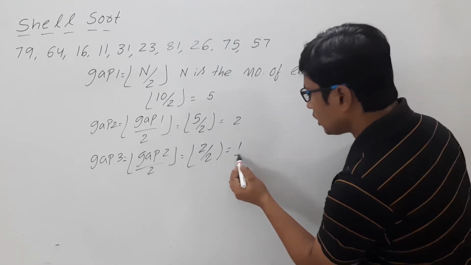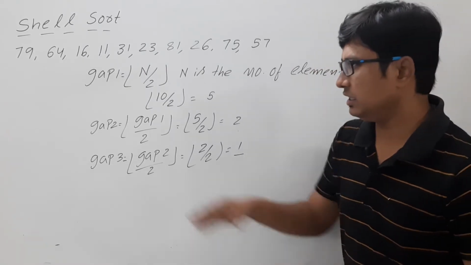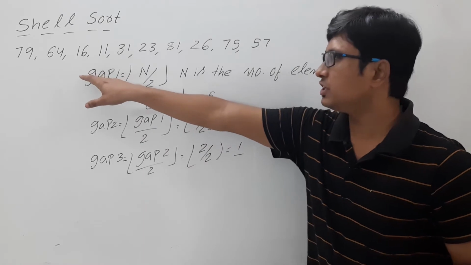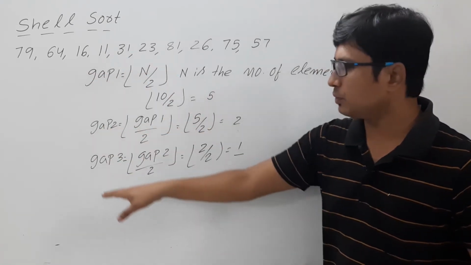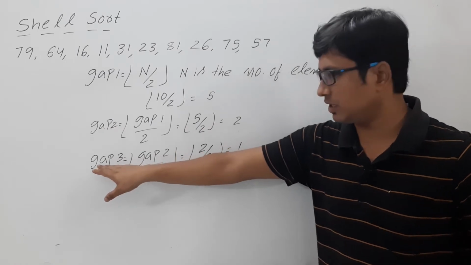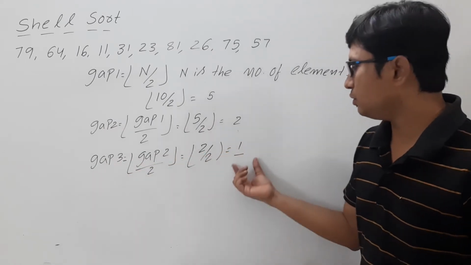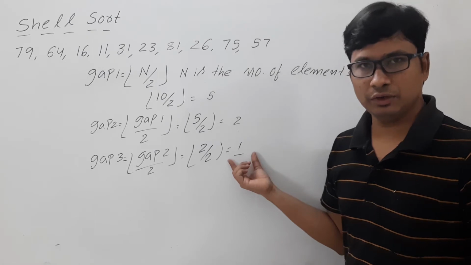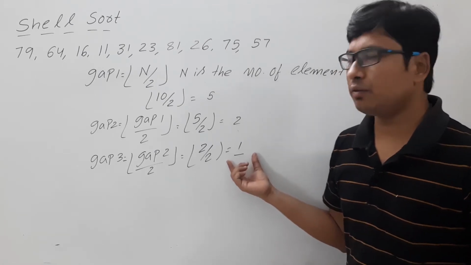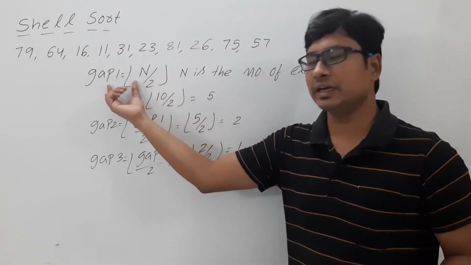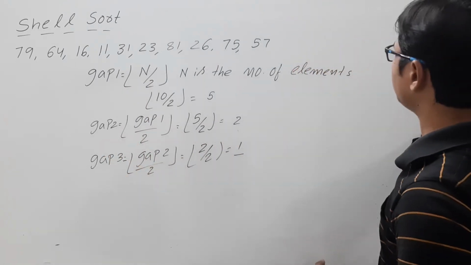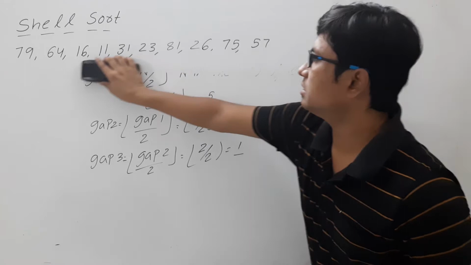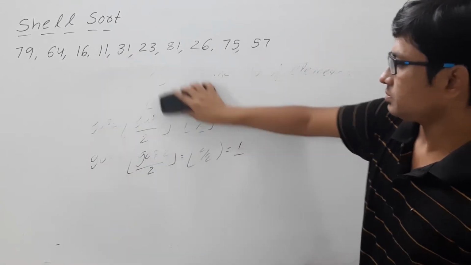So we will continue this procedure, in each pass. In the first pass we will take gap 1. In the second pass we will take gap 2. In pass 3 we will take gap 3. Now how far will we continue? Till the gap is equal to 1. So I hope you have understood how to compute the gap for each pass. Now let me take this example and let me discuss the shell sort algorithm.